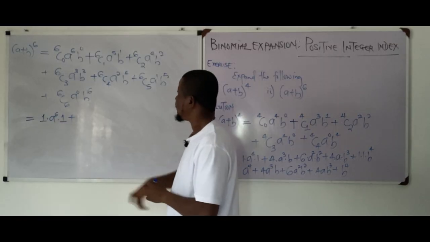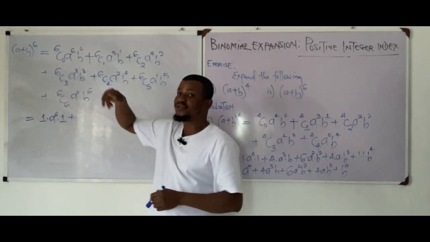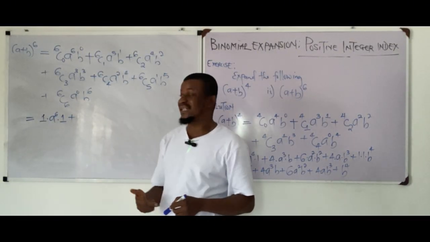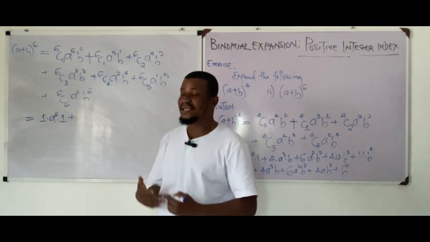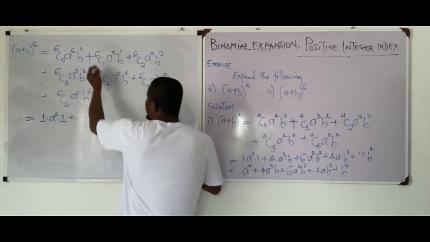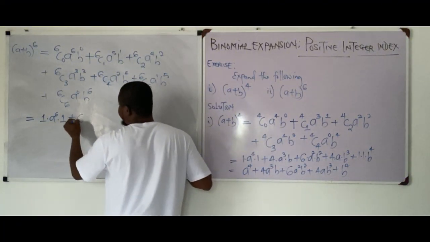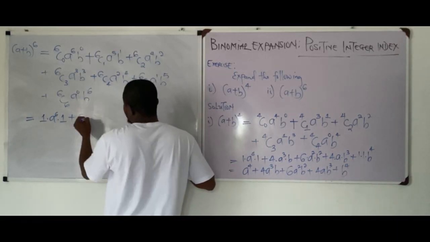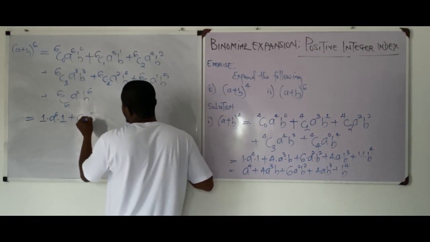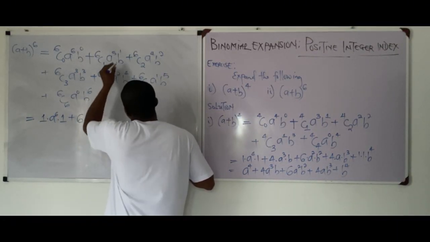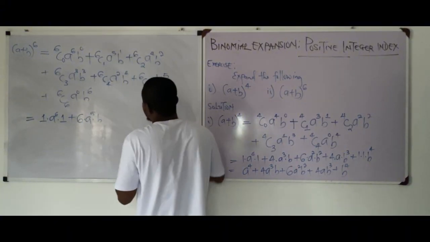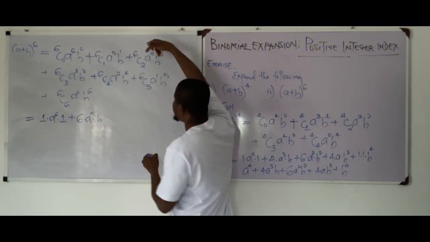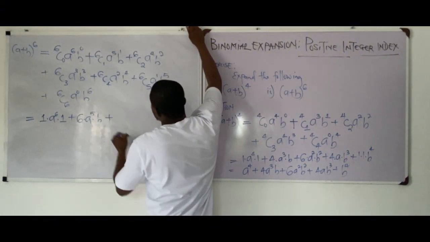I believe that's okay. Then 6 combination 1. Like I told you guys, any number combination 1 is that number. N combination 1 is n. So 6 combination 1 is 6. This is A to the power of 5. This is B to the power 1, which is B, right? So I've simplified this. So let's go to the next one.